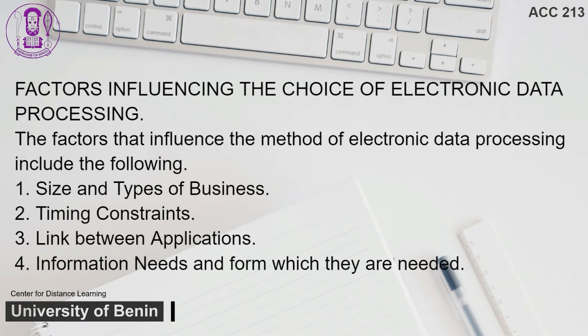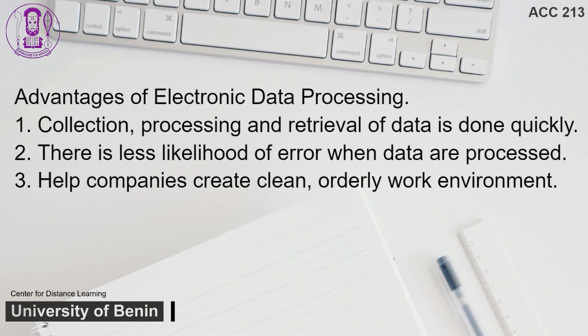2. Timing constraints. 3. Link between applications. 4. Information needs and the form in which they are needed. Advantages of electronic data processing. 1. Collection, processing, and retrieval of data is done quickly. 2. There is less likelihood of error when data are processed. 3. Helps companies create a clean, orderly work environment.